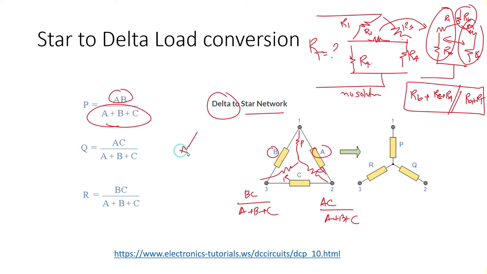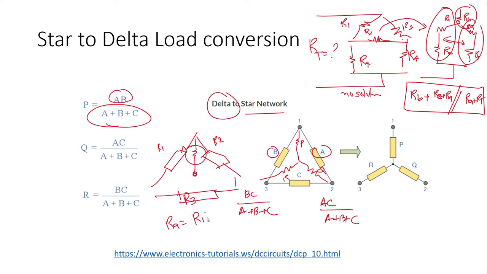Okay. So what's the shortcut for it? If we have this load and this load, and we want to convert it to this intermediate load, let's say this is R1, this is R2, and this is R3. So it will be RA is equal to R1 R2 divided by R1 plus R2 plus R3. Similar cases apply for all the three sides.